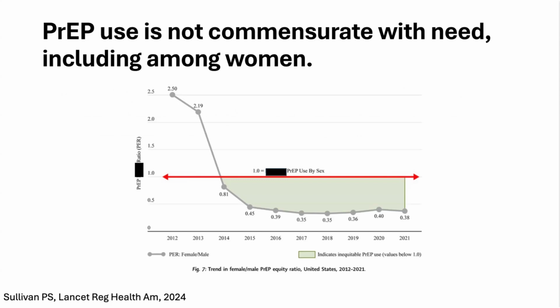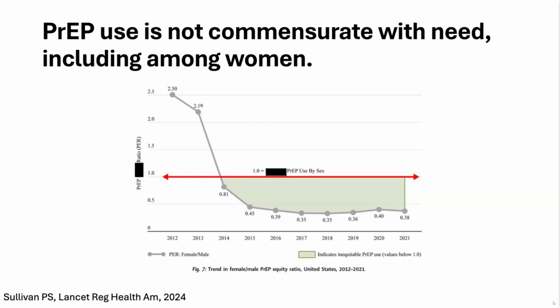One thing we know is that PrEP use is not commensurate with need, and this is especially true among women. This slide shows something called the PrEP equity ratio, and that is the idea that if you have a group of people and some proportion of them could benefit from PrEP, based on their likelihood of acquiring HIV, and you compare them to another group of people, again, some proportion of them also may benefit from PrEP based on their likelihood for HIV, and then you compare those two groups.